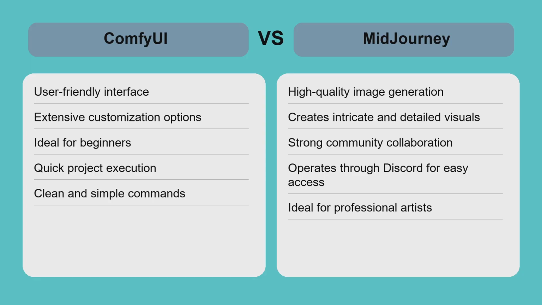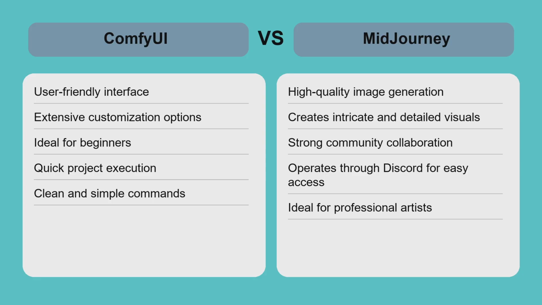ComfyUI offers a straightforward process, making it ideal for quick projects or those new to AI art. Users can easily adjust settings to create personalized images. On the other hand, MidJourney provides exceptional quality, particularly for complex designs, but requires a bit more effort to get started. For instance, if you need a quick graphic for social media, ComfyUI might be the better choice.